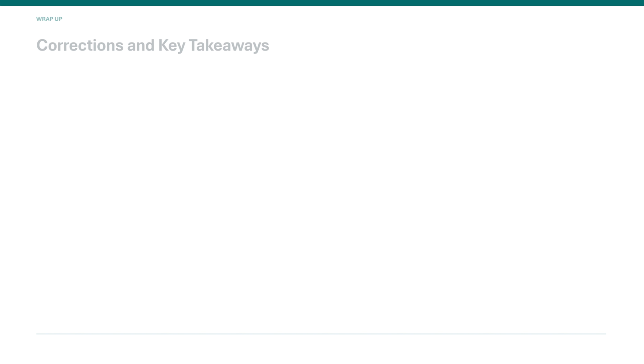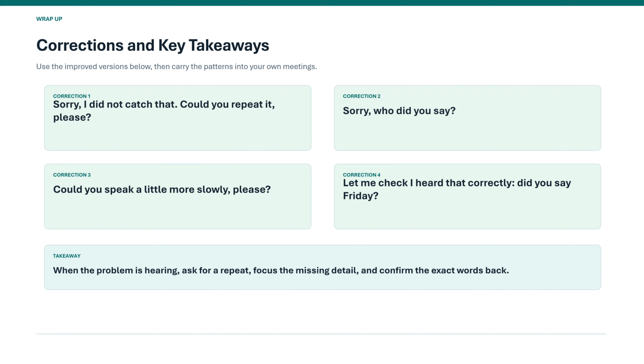Here are the improved versions. Correction 1. "Sorry, I did not catch that. Could you repeat it, please?" Correction 2. "Sorry, who did you say?" Correction 3. "Could you speak a little more slowly, please?" Correction 4. "Let me check, I heard that correctly. Did you say Friday?" Key takeaway. When the problem is hearing, ask for a repeat, focus the missing detail, and confirm the exact words back.